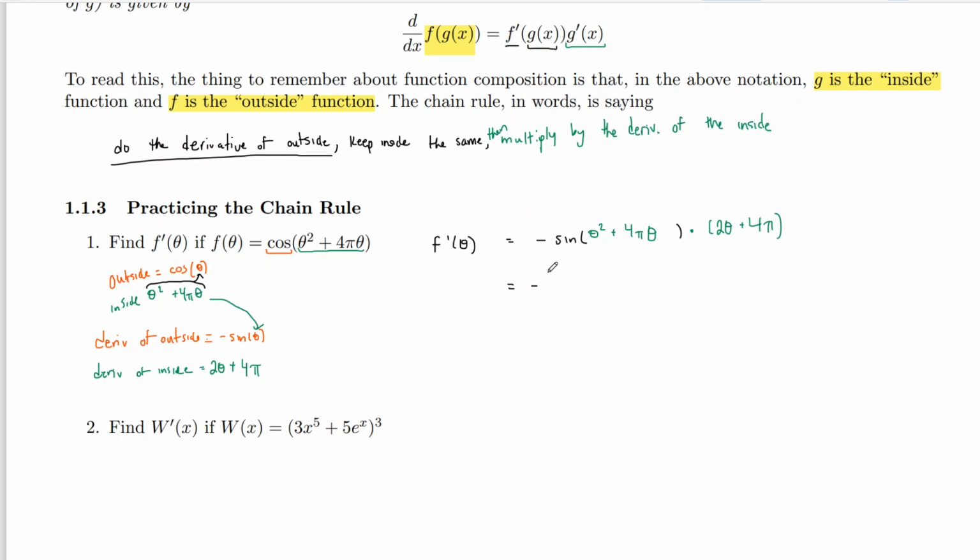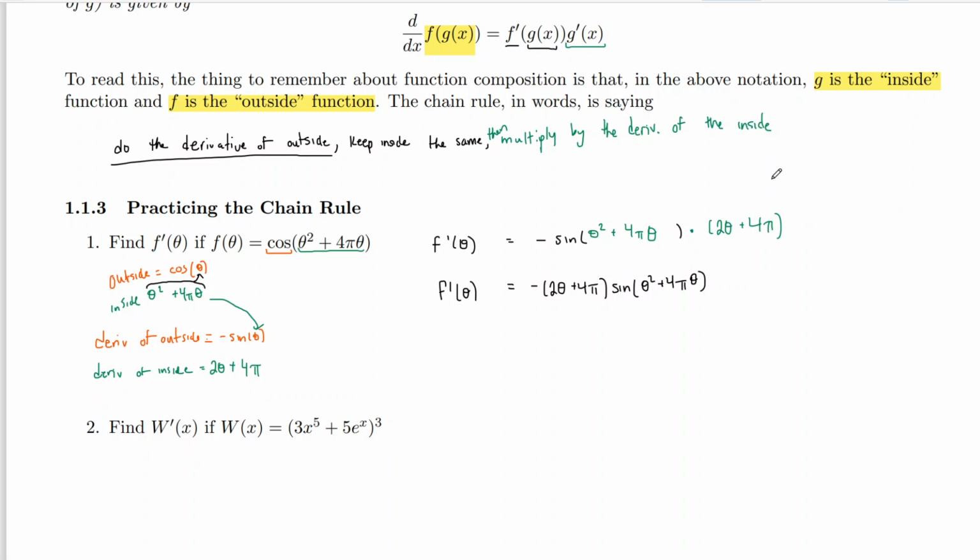So we have the negative sign here. I'm going to put the 2 theta plus 4 pi in front. Now keep in mind, the only thing inside of this sine is this. So this is on the outside of the sine, and I can move it as I need to. And then times sine, but the theta squared plus 4 pi theta is inside the sine. So that's all one piece together. All right.